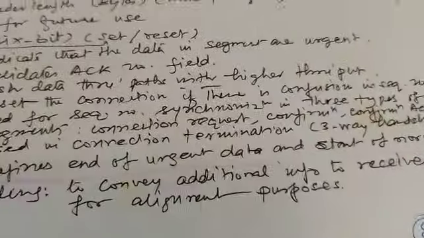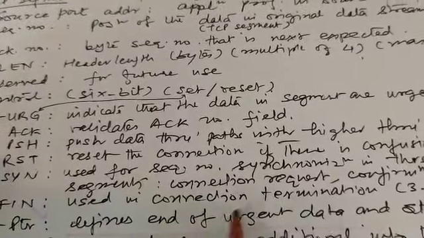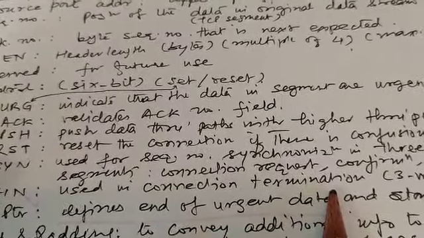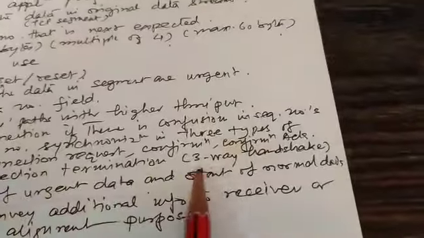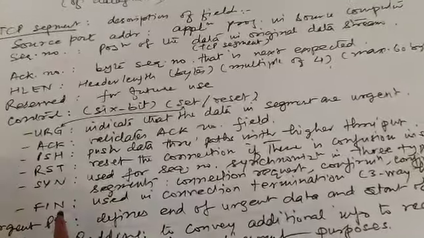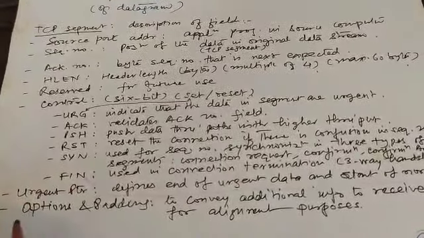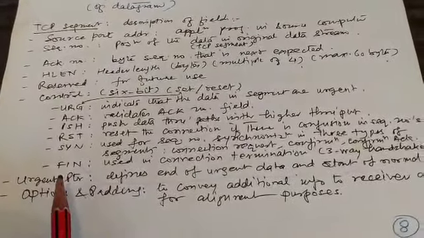Then we have the FIN field. The FIN field is used in the connection termination or connection finish. In case the connection termination is taking place, the FIN field will be set to 1. Right? So this is about these fields.